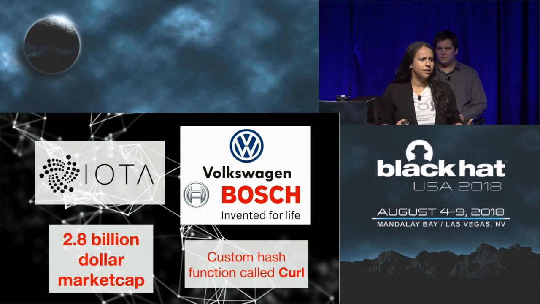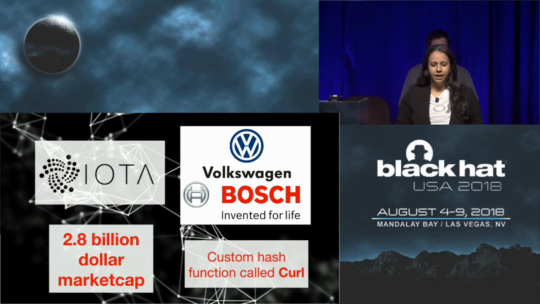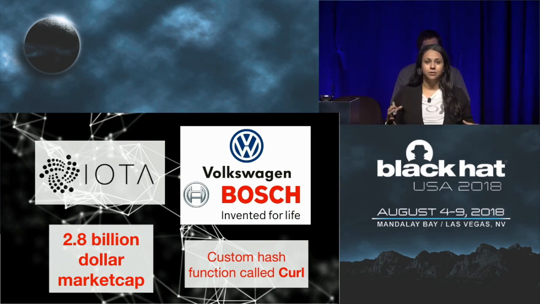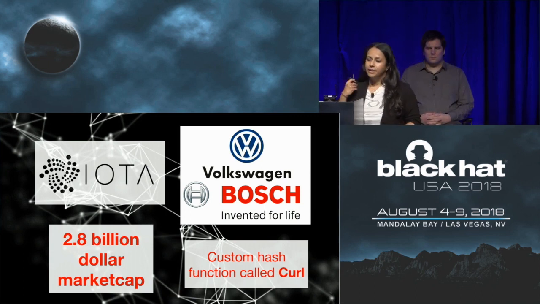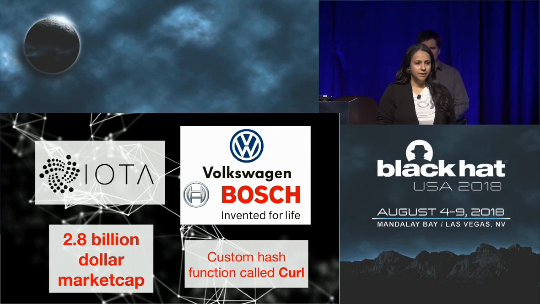Volkswagen is releasing an IOTA-based product in 2019. Now, the idea behind IOTA is that it's based on something called a tangle, which is a directed acyclic graph of transactions. It doesn't use a linear sequence of blocks like most other blockchains in cryptocurrencies. And another thing that's unique about IOTA is that they actually wrote their own hash function called Curl.